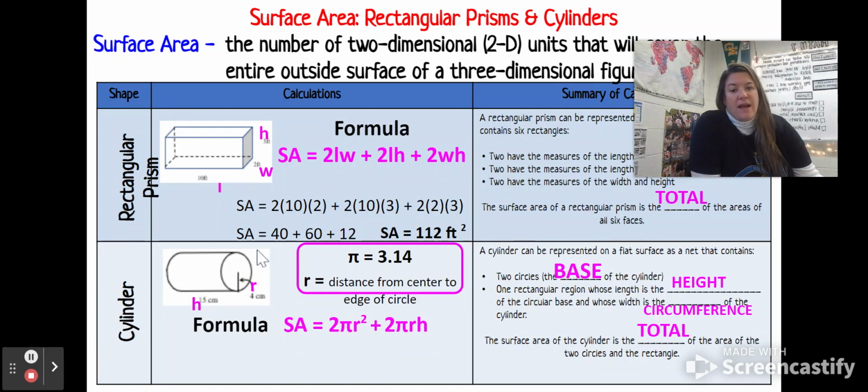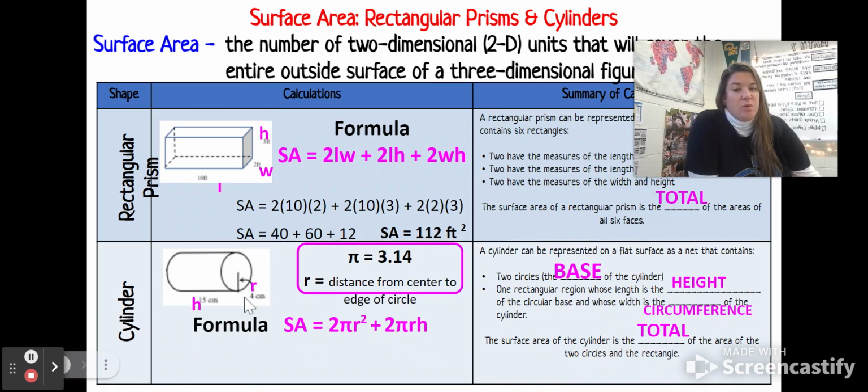And then we're adding that to the area of the rectangle. And the area of the rectangle, we should do length times width. But in a cylinder, the length is actually the circumference of the circle, which is 2 pi r, and the width is actually the height. And that's kind of hard to understand. So I'll try to explain it more throughout the year, but this is the formula that you can use.